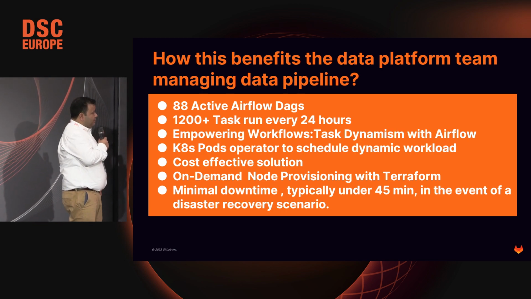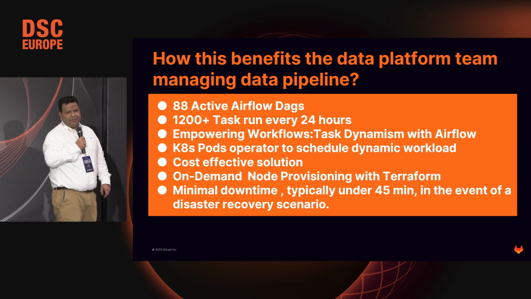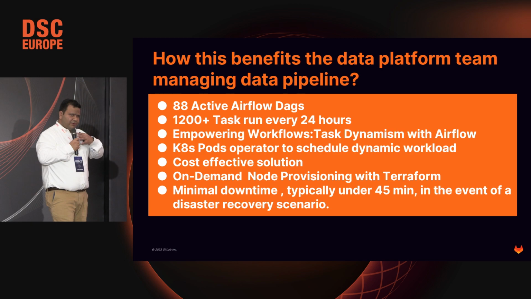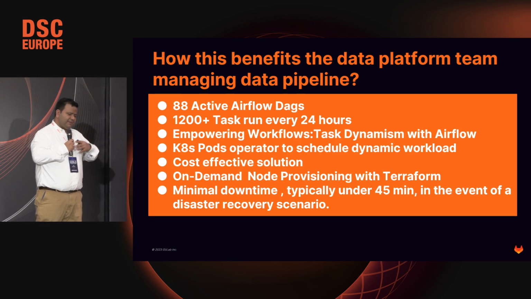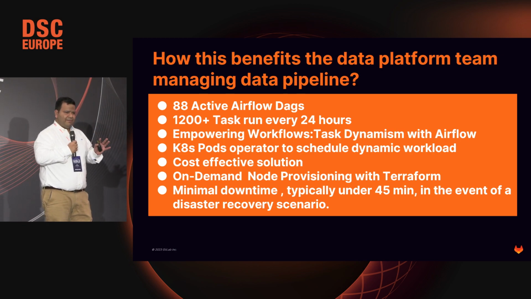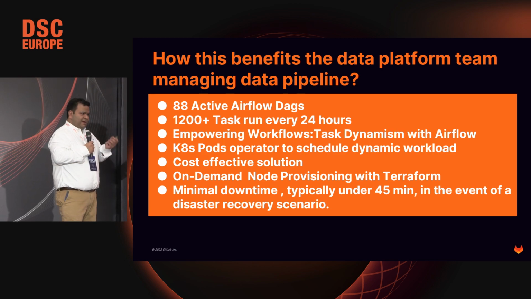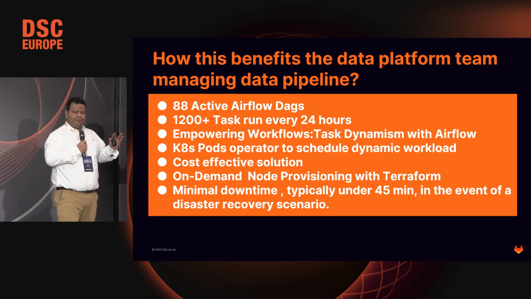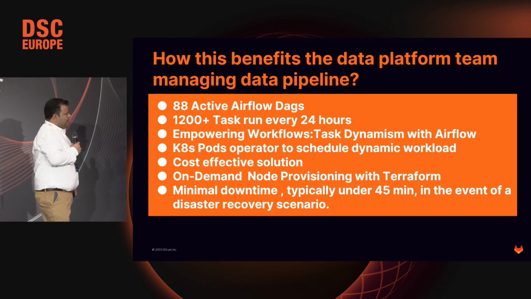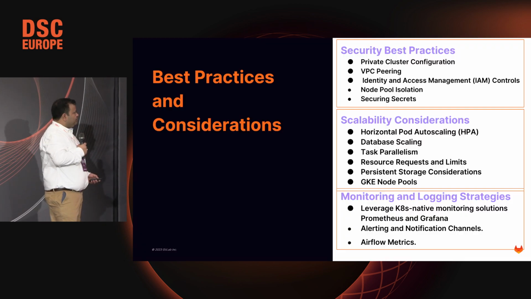Minimal downtime, typically under 45 minutes in the event of a disaster recovery scenario. So that's what I was telling you at the start. With all four of these setups, if we destroy the whole of Kubernetes, everything, and it just gets wiped off, we can spin it back up in 45 minutes. So with this, the system is in control. In the worst case, we are back in 45 minutes to resume the pipeline, which helps our data pipeline to be more secure and reliable for the end users.